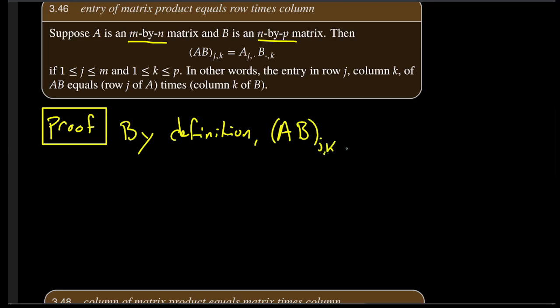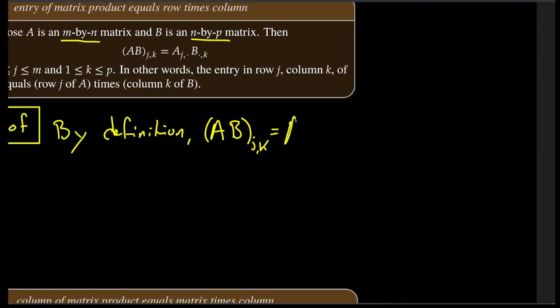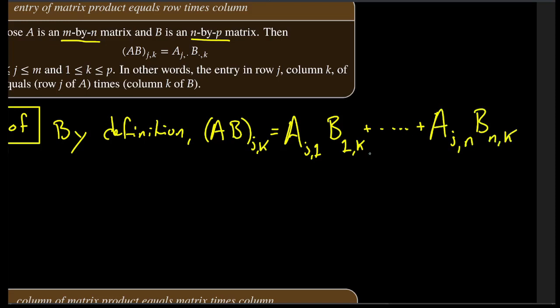(AB)jk is equal to, well, let's just write it out. It's going to be aj1 b1k plus, and we'll keep going all the way down to the very end where we get ajn bnk. That is, the outside ones stay fixed and the inside ones are what we iterate through as we do our sum. Okay, cool.